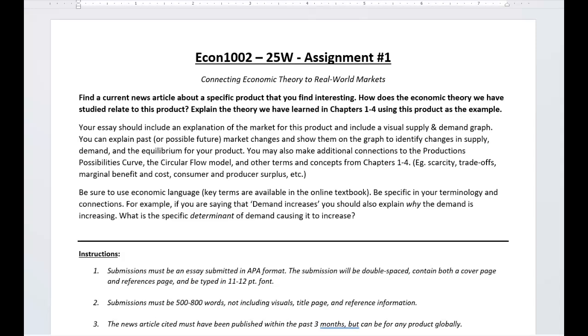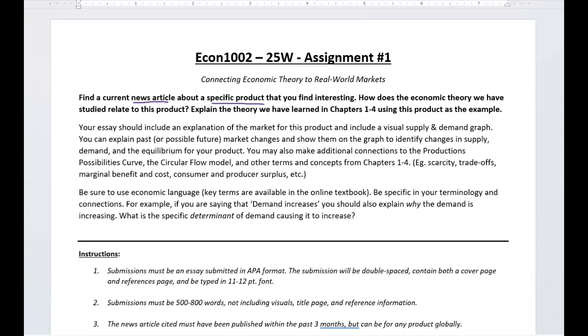But for you, anything that you find intriguing, something in line with your hobbies, and so on. So find a current news article, magazine article is fine, and make it about a specific product. And what you're wanting to do is to explore this product and be thinking about the supply and demand model for it. So our objective then is to use this product as an example of the economic theory that we have been talking about.